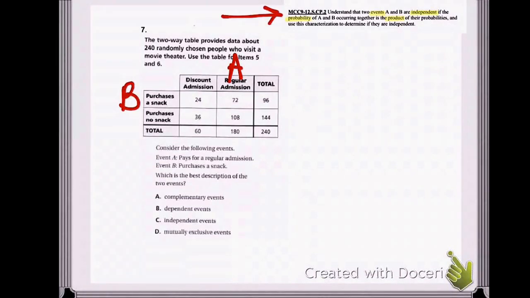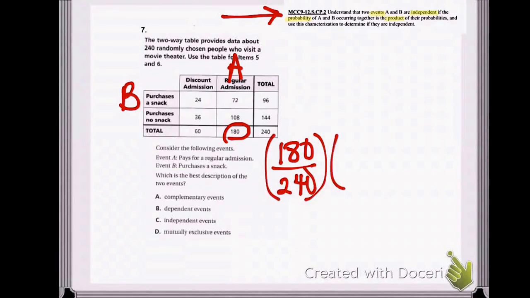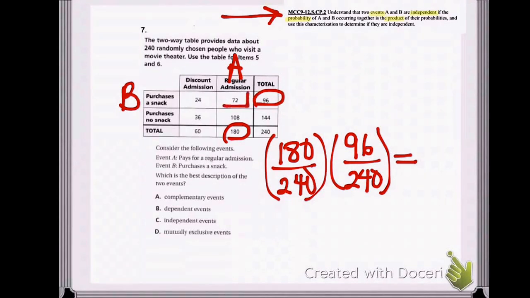Remember our standard said to understand that events A and B are independent if the probability of A and B occurring together is the product. So event A would be 180 over 240. We got to multiply that by event B. Event B would be 96 over 240. And if these events are independent, then that should equal the intersection, which is 72 over 240.